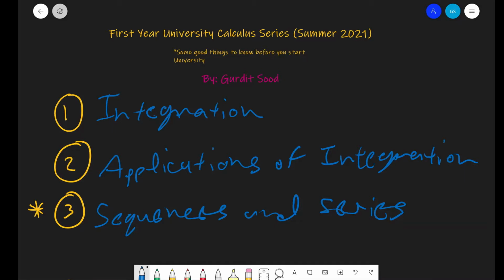Most people would probably teach number 3 before number 1. I don't want to. I said before, I don't think it's as important as integration. Integration is pretty hard. Sequences and series is nice to know so that you can understand integration. I'll obviously be explaining everything, so it'll all make sense.